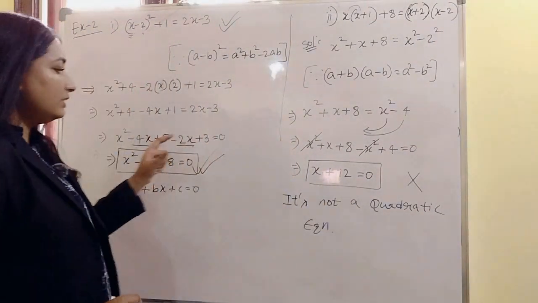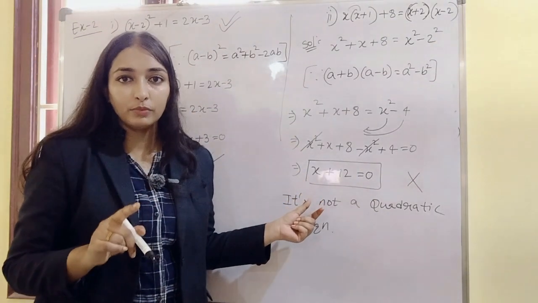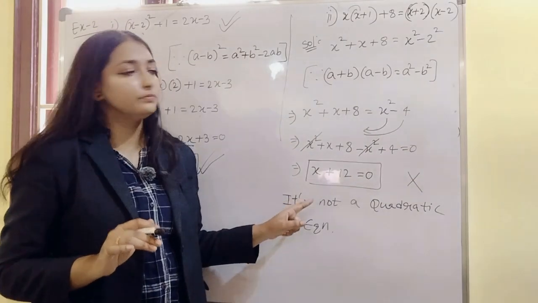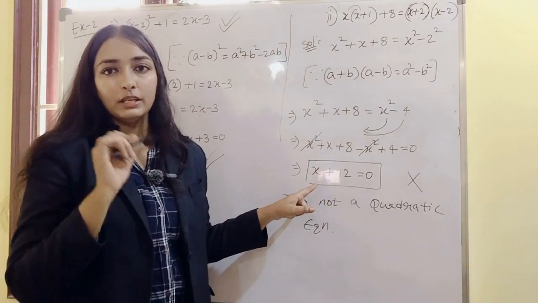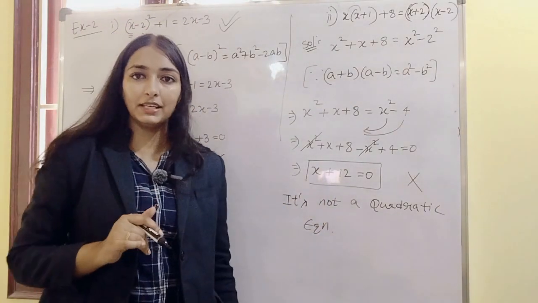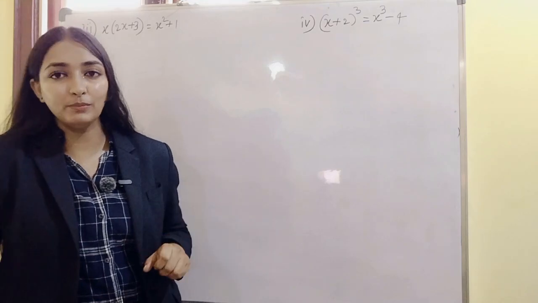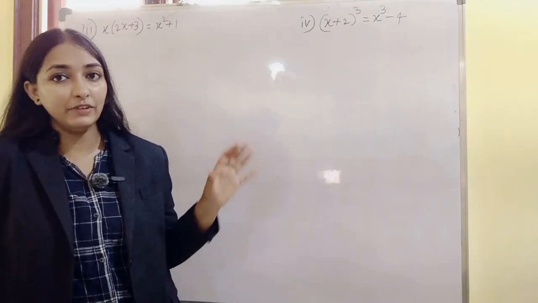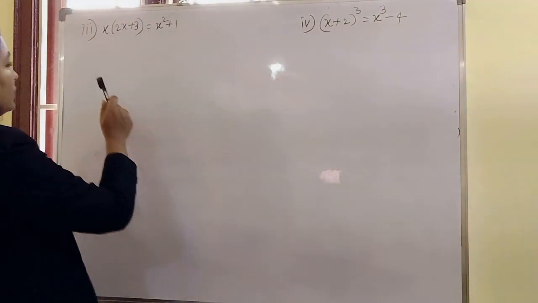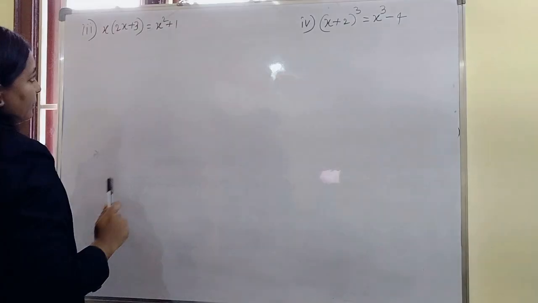So the first question is a quadratic equation and the second one is not a quadratic equation because there is no x square term. It is a linear equation. It is not the quadratic equation. Is it clear? So this is a third question and this is a fourth question of example 2. Let us check whether the given is a quadratic equation or not. The third one: x into 2x plus 3 is equal to x square plus 1.